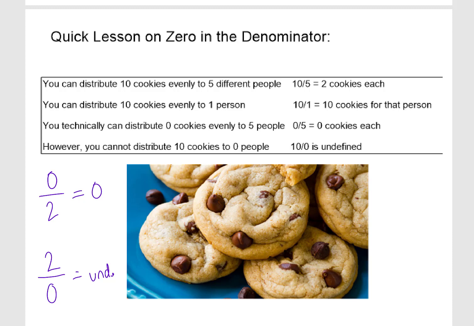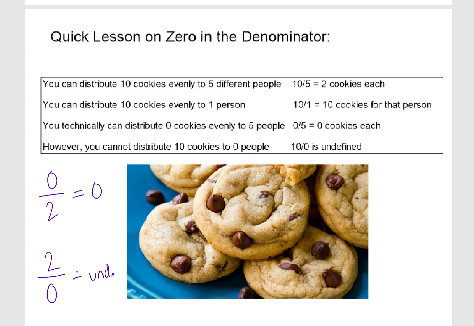So let's talk about this a little bit. It says you can distribute 10 cookies evenly to 5 different people. If I have a batch of 10 cookies, 5 people show up to my get together and I say, okay, each of you get an equal amount of cookies, I would hand them out and say one for you, one for you, one for you, eventually distributing all 10 where each of the 5 people got 2 cookies each. If I had 10 cookies, but only one person showed up, I'd say one for you again, one for you again, all the way up until that one person got 10 cookies, right?